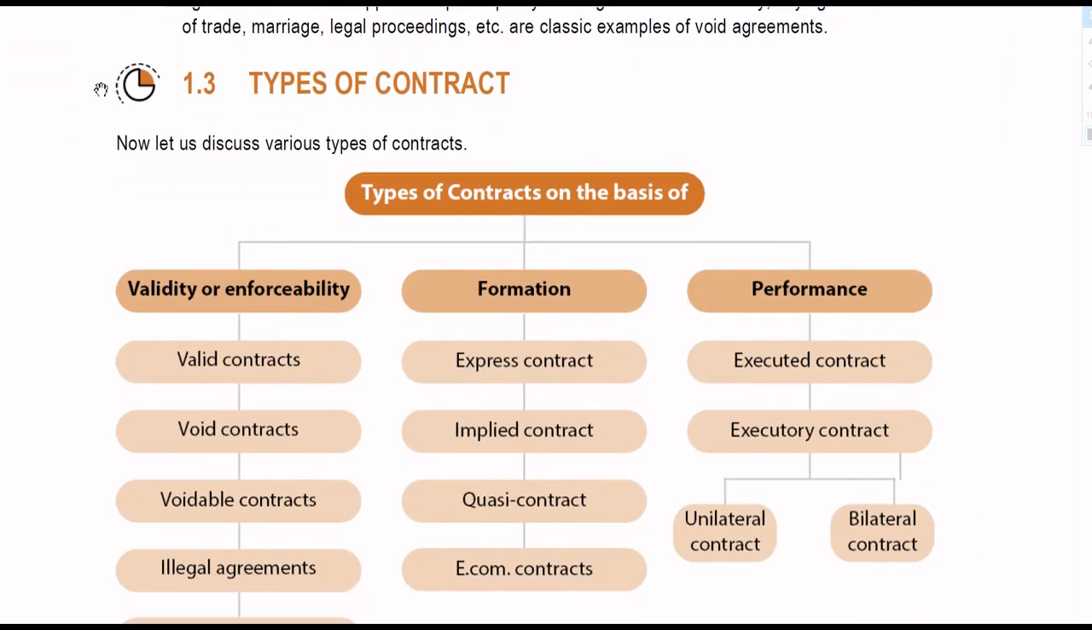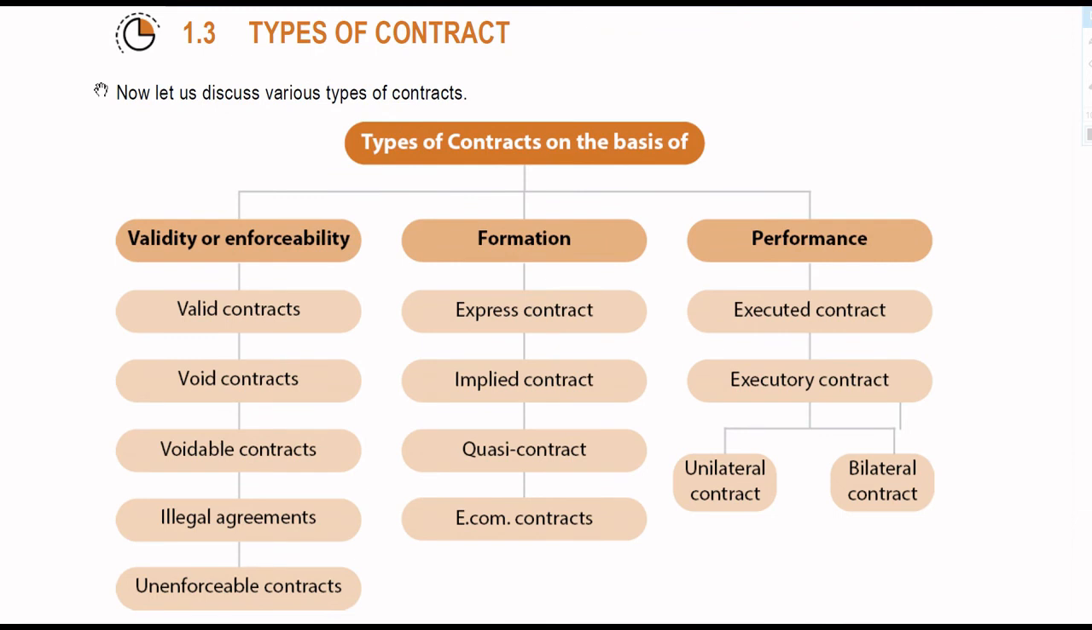After that, we have seen what the types of contract are. I will explain it from here. The first point is validity or enforceability. Valid contract: you see here the contract should be valid. It should not be illegal, unenforceable or void. Void contract becomes void due to an unforeseen event. Voidable contract means that the option is available to a party to make the contract void.